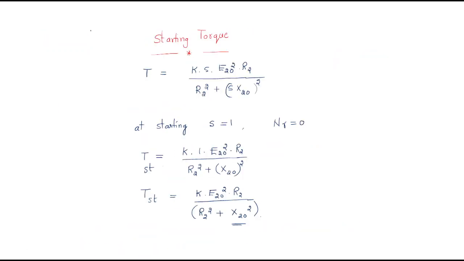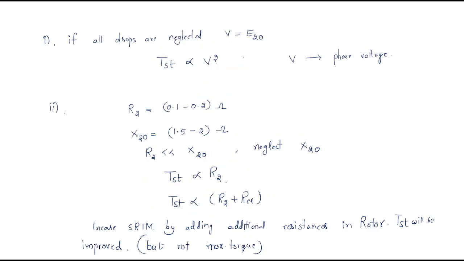Here, just observe, the starting torque, if you take it individually, is inversely proportional to X2 naught square. What is X2 naught here? X2 naught is the rotor leakage reactance. Okay, here we can tell that the starting torque is inversely proportional to the square of the leakage reactance.